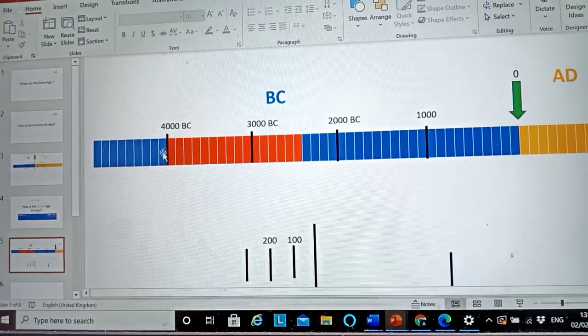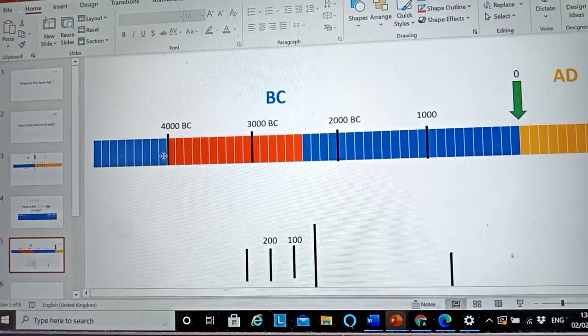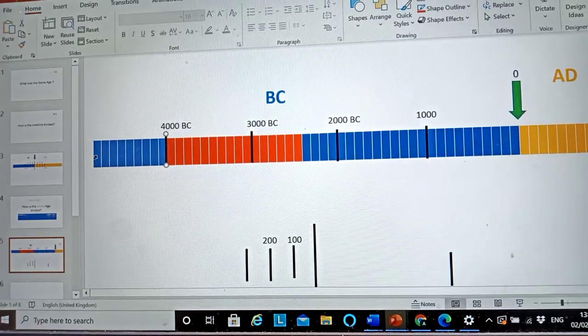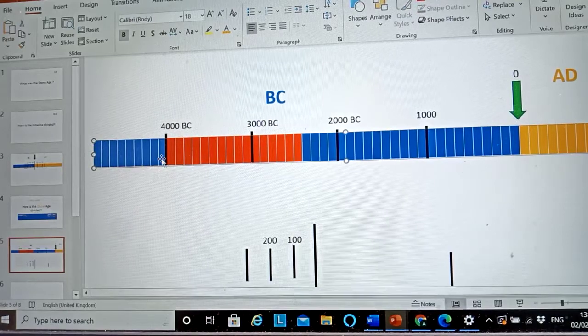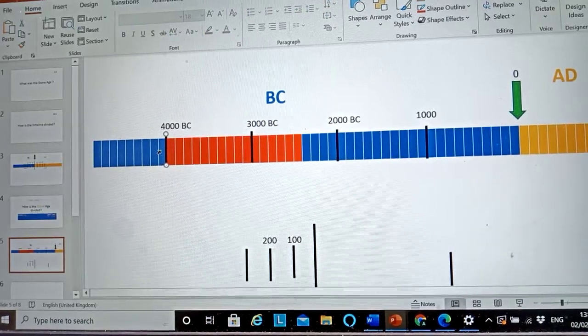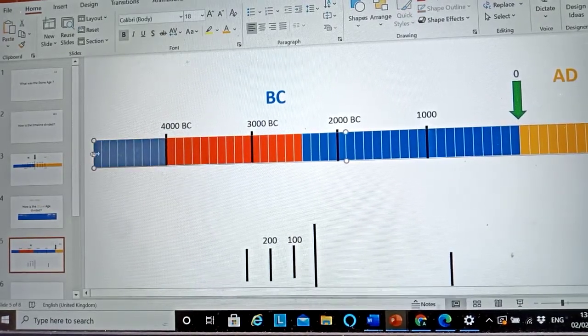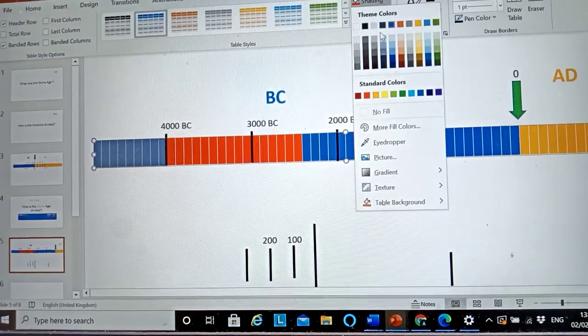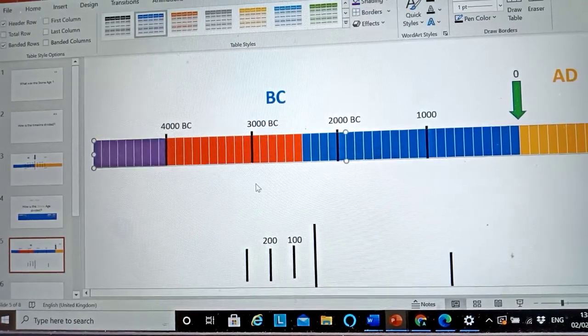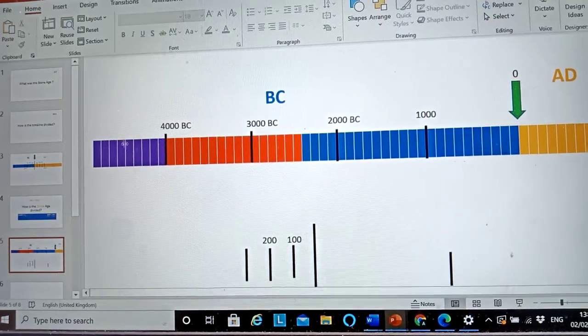And then before the Neolithic was the Mesolithic. So let's try and colour these in. What colour should we give the Mesolithic? We'll go for purple. Okay. So purple is the Mesolithic and the red is the Neolithic.